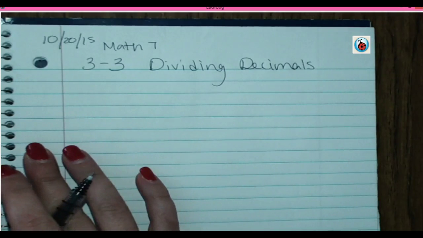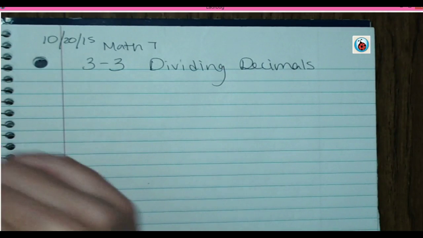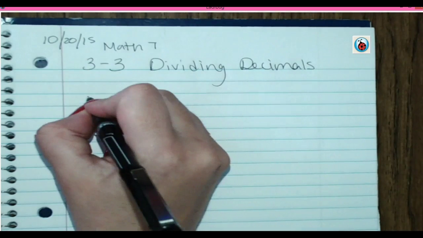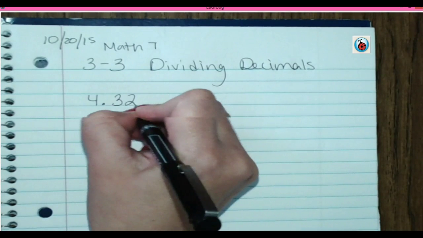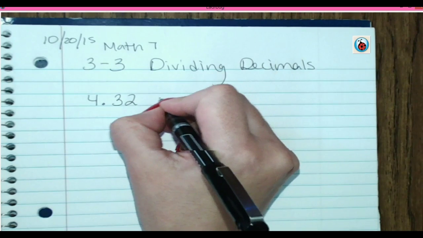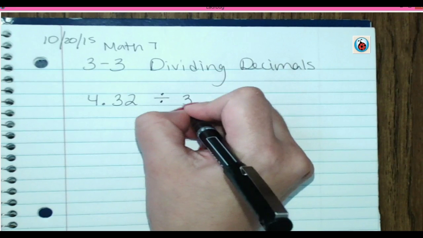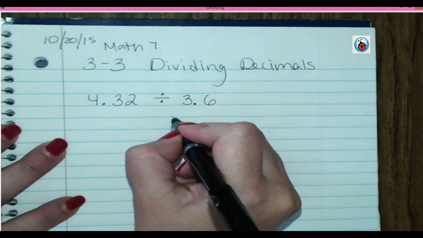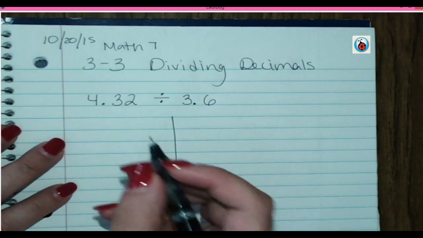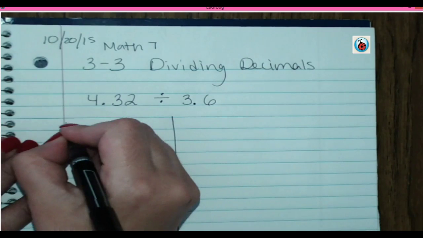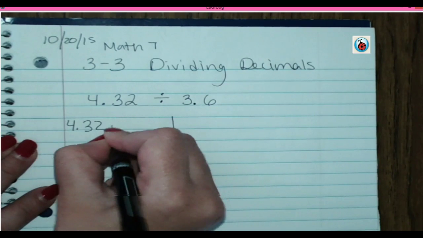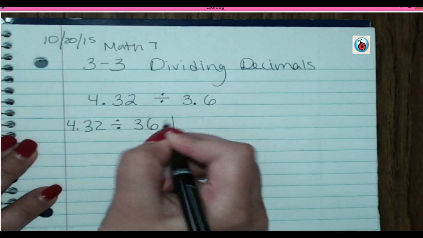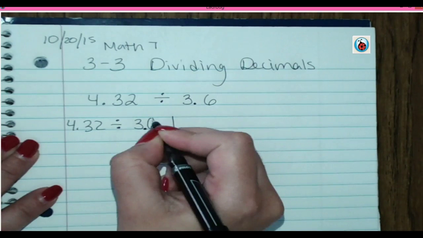Today we're dividing decimals, okay? So here we go. Let's say we have to divide 4.32 divided by 3.6. So we've got two options here. What we can do is take our problem, 4.32 divided by 3.6.